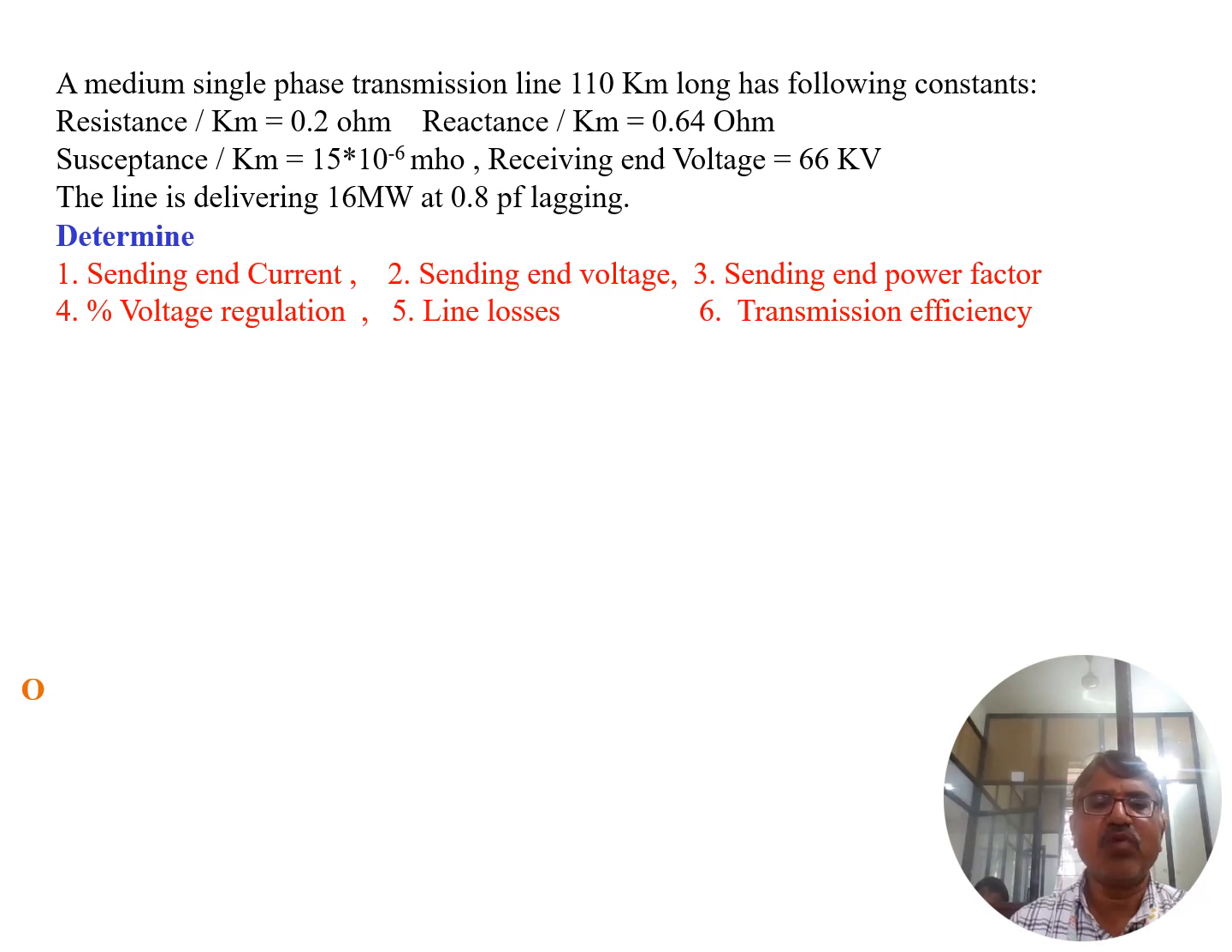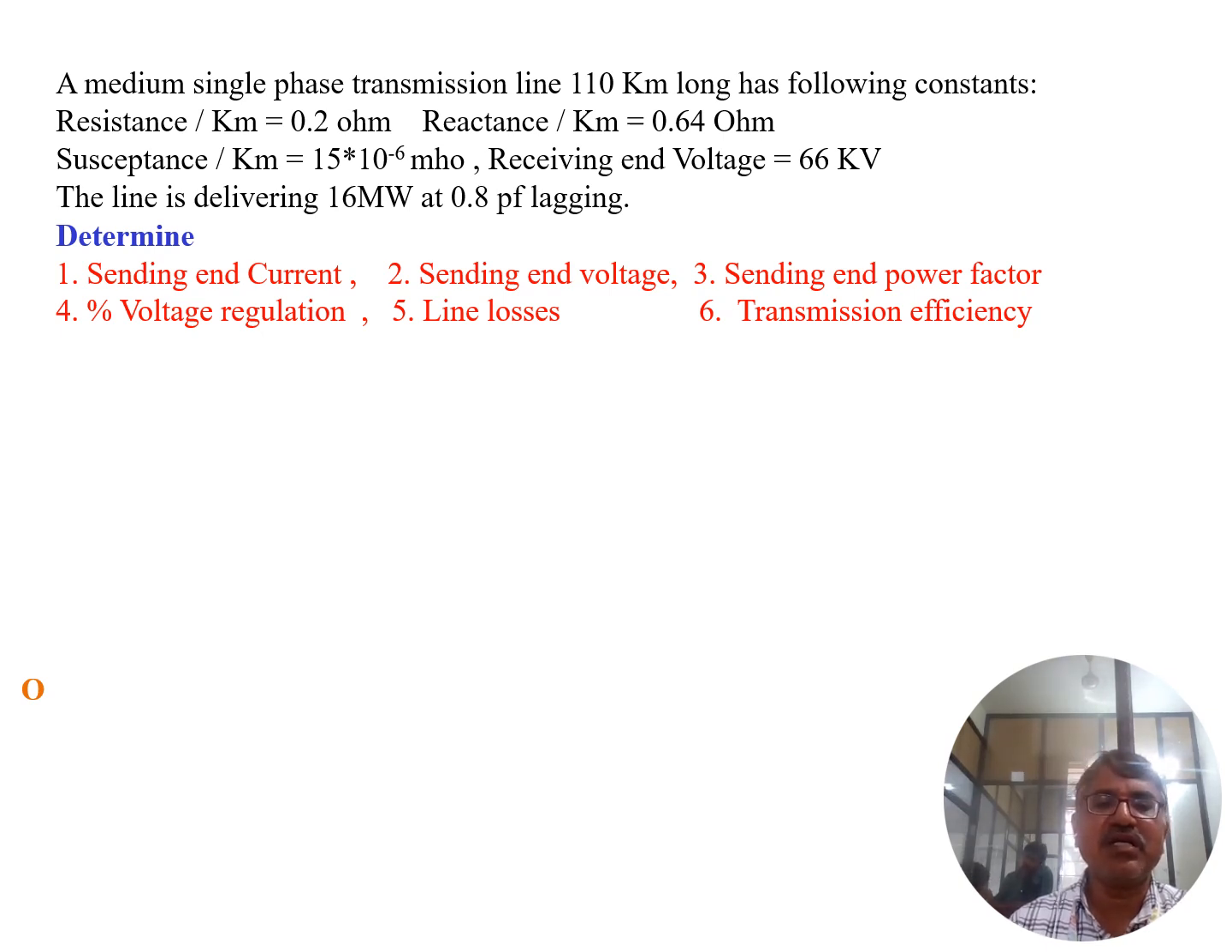For that, I want to consider a problem: a medium single phase transmission line, length is 110 kilometers, and the network has the following parameters. Resistance per kilometer is equal to 0.2 ohms, reactance per kilometer is equal to 0.64 ohms, susceptance per kilometer is equal to 5 into 10 to the power minus 6 mhos, receiving end voltage is equal to 66 kV. The line delivers power of 16 megawatts at 0.8 power factor lag.